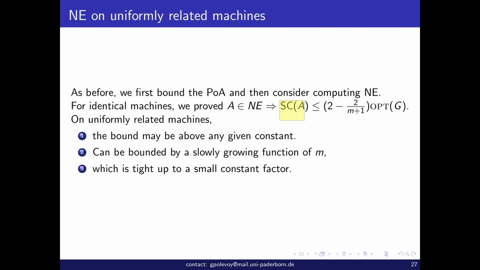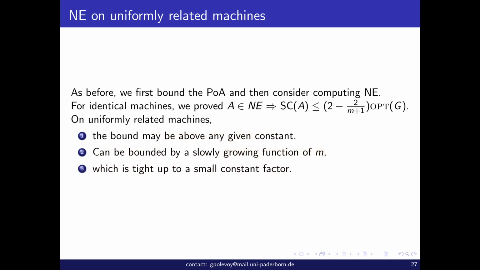Now that's what we have there. On uniformly related machines, when we don't assume the same speeds but any speeds, the bound may be above any given constant. So we cannot hope for 2 or for any other constant. We'll show that. What we will also show is that we can bound this growth by some slowly growing function of the number of machines. I remind you that there are n players identified with tasks, and m machines. This bound, this slowly growing function, we'll see, is tight up to a small constant factor. In particular, that means it can be above any given constant, because this slowly growing function still grows to infinity.